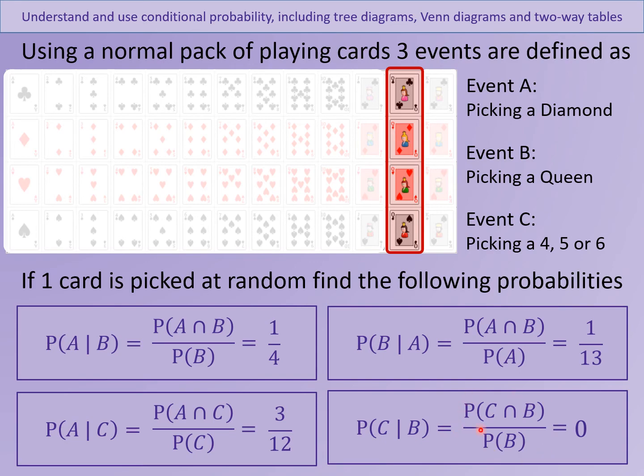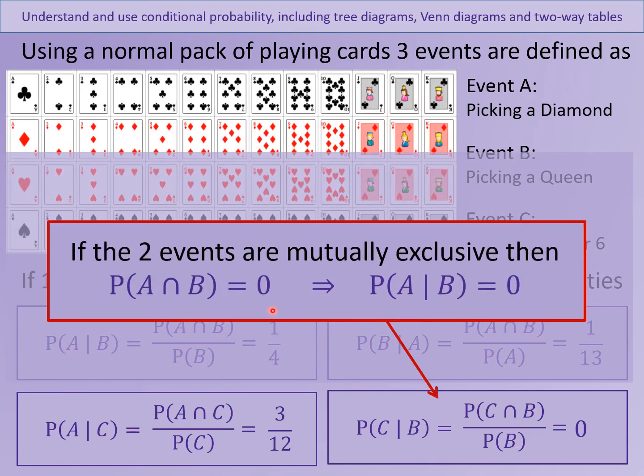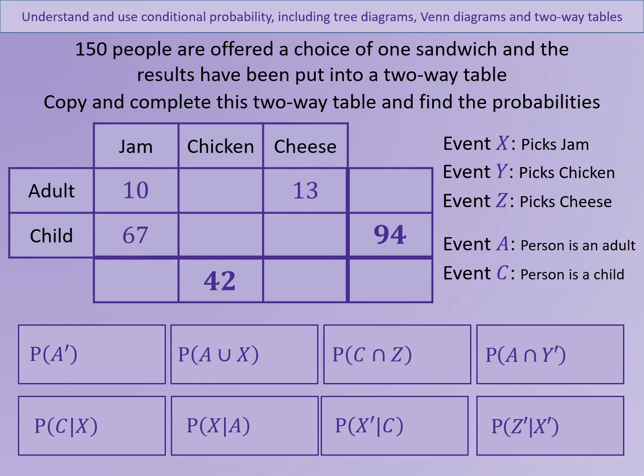Why does it make sense that it equals 0? Because in the numerator, the probability of A and B equals 0, so it implies that the whole thing must equal 0. So for mutually exclusive events, the conditional probability equals 0. Okay, so again, I'm going to just pause and give you an opportunity to have a go yourselves. If you want me to run through it with you, then by all means carry on listening.